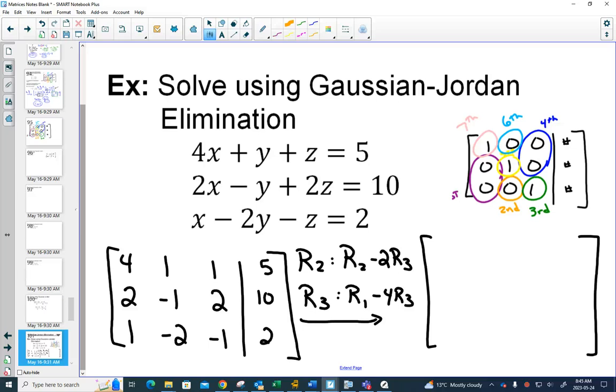So first of all, we're not changing row 1, so I'm going to rewrite row 1: 4, 1, 1, 5. Row 2 is row 2 minus 2 row 3s, and row 3 is row 1 minus 4 row 3s. I'll let you do the math first on your own, and then I'll do it. This is a good way for you to check if I make mistakes, and for me to check if you make mistakes.